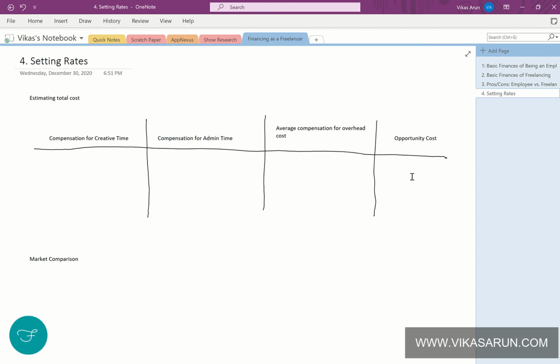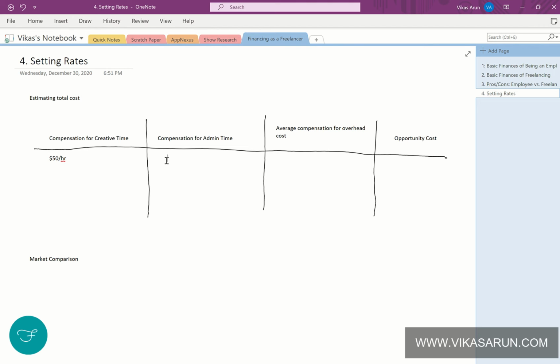So these are the 4 types of costs that you have to think about. The time you spend on creation, the time you spend on admin, the overall overhead cost of the business, and then any opportunity costs. So, for example, to give you an idea of how I think about this if I'm pricing a class, let's say a studio is asking me to teach an hour and a half class, right? So I'll say, okay, I want to make $50 an hour in my creative time. So for an hour and a half class, that'll boil to $75 total.